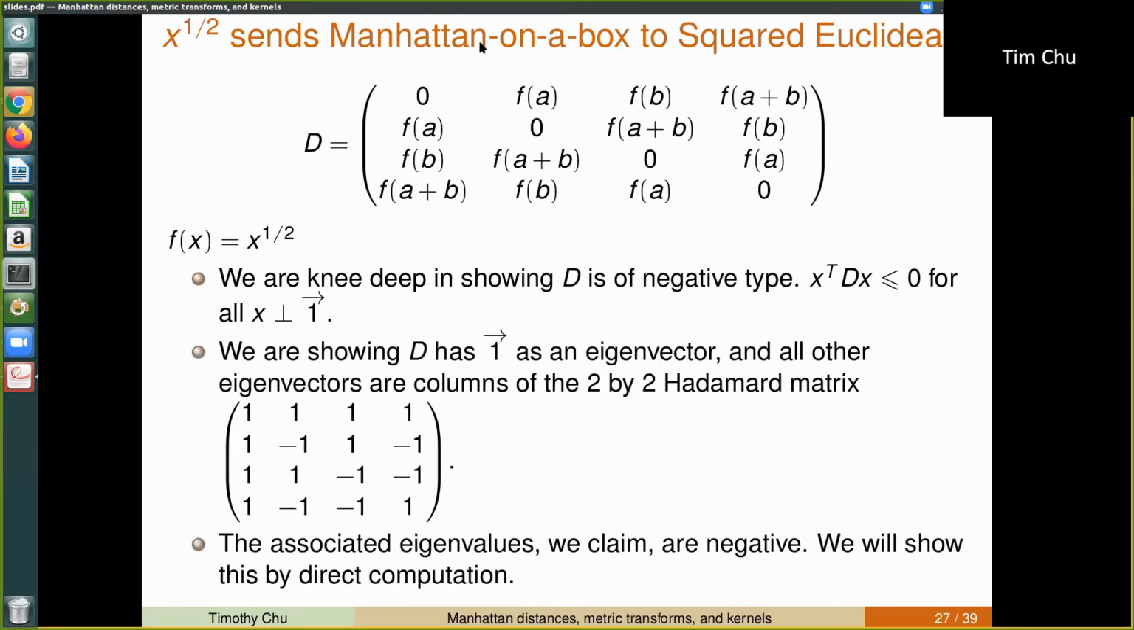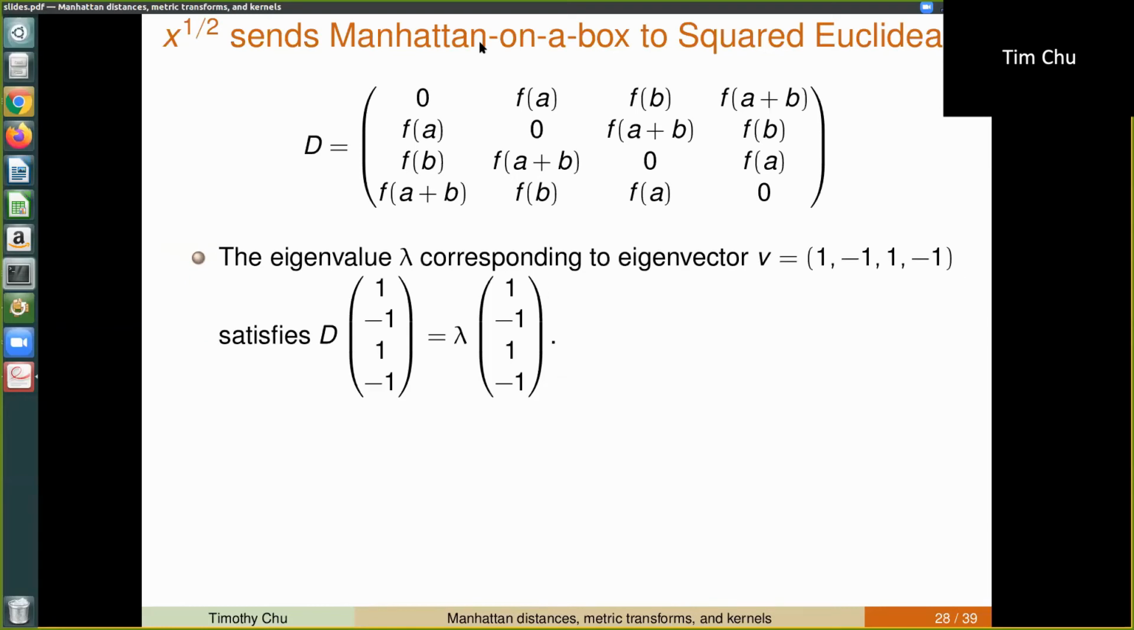And I'll just show this by direct computation. So let's try to compute the eigenvalue lambda corresponding to the eigenvector v equals (1, -1, 1, -1). This is one of the columns of the Hadamard matrix. So you know it satisfies D times that vector is equal to lambda times that vector. And I'll spare you the computation. It's a very simple thing you can do.